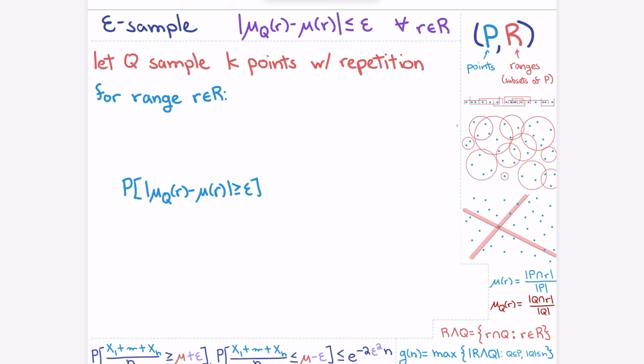Okay, so let's do some preliminary calculations. Let's say that I sample k points with repetition. And I just want to look at a single range R and analyze the odds that I screw up by more than epsilon. This is the fraction of the points that land in R compared to the fraction of points I expect. What are the odds that this is greater than epsilon? How would I do this?